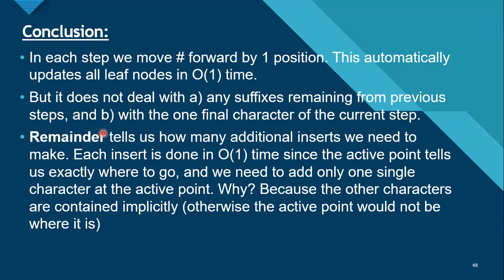The remainder variable tells us exactly how many additional inserts or additional suffixes we need to make, and each of those inserts is done in constant time O(1), since the active point tells us exactly where to go and we need to add only one single character at the active point. Why do we only add a single character at the active point? Because even if the suffix consists of several characters, the other characters are contained implicitly within this active point, or otherwise the active point wouldn't be there.